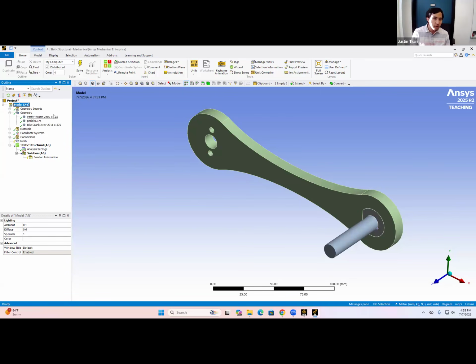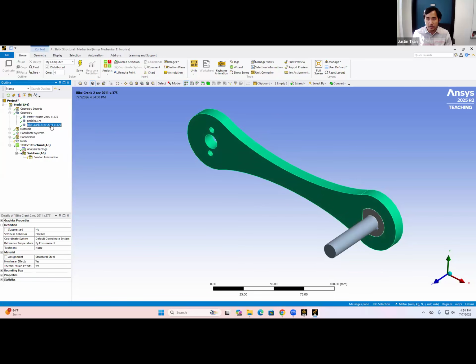Right, and so after clicking on the plus arrow, you can see that we have 3 components or 3 parts of this assembly. There is the bike crank itself. And if you left click on a part from the menu here, it will highlight in the screen to show you which part that is. Next, we have the pedal, which is this kind of cylindrical part here. And then we have this kind of fitting ring, which doesn't really have a good name. So it's called part 9 SM2 Rev by 375.